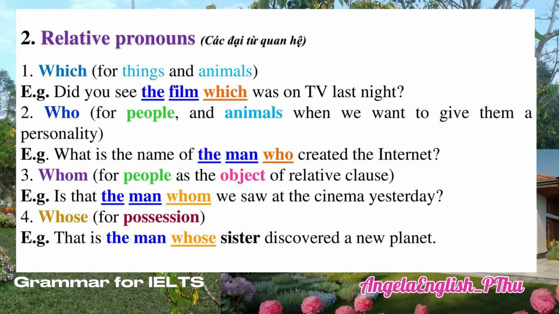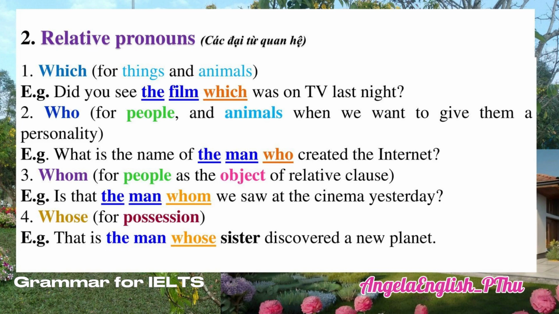1. Which, for things and animals. For example, did you see the film which was on TV last night? 2. Who, for people, and animals when we want to give them a personality. For example, what is the name of the man who created the internet?